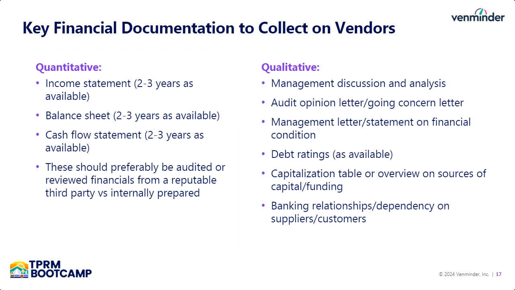So let's dive into some of the key financial documentation to collect on vendors. It's good to separate it between quantitative and qualitative. On the quantitative side, you want to focus on the 3 financial statements of interest: income statement, balance sheet, and the cash flow statement, and you'll want to collect at least multiple years of this at a minimum. You should also ask for audits when possible because those are the gold standard, but sometimes you may not get audits, so it's good to ask even for unaudited financials if that's important to you to get ahead of the reviews.